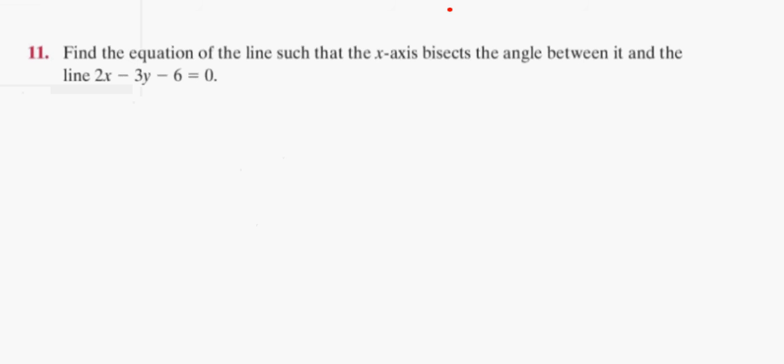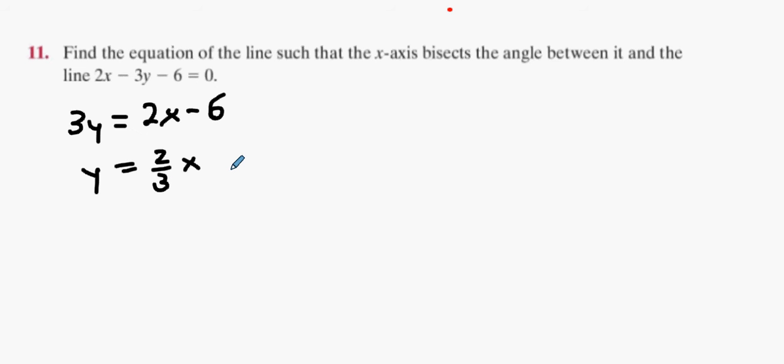Alright guys, this one's unusual. Just out of interest, what I'm going to do is get y on its own here. I'm going to get 3y equals 2x minus 6, and then y equals 2 over 3x minus 2. Everybody cool with that? Now, I know a lot about this line.